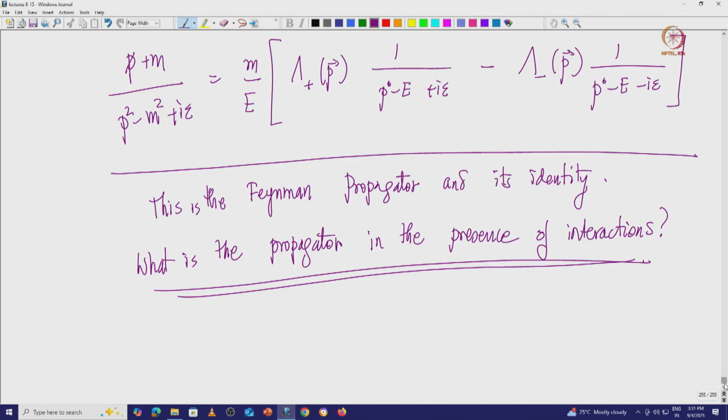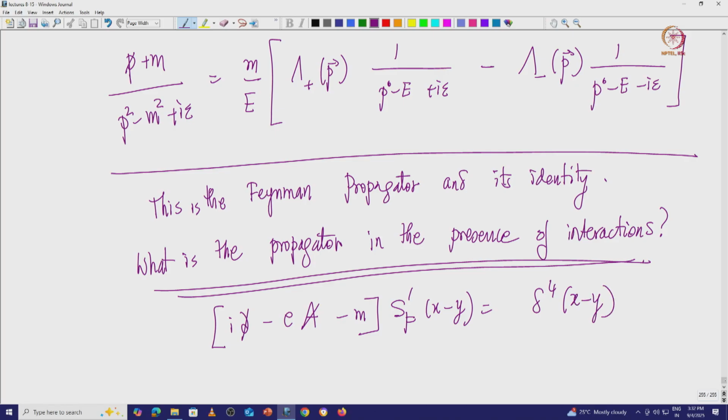So the propagator in the presence of interactions, we have to write it in this particular fashion: (i del slash minus e A slash minus M) SF prime (x minus y) is equal to delta power 4 (x minus y). Now there is nothing new, this is just the Dirac equation, but with interactions, with the current interactions with the A slash. Essentially A slash is nothing but your electromagnetic field.